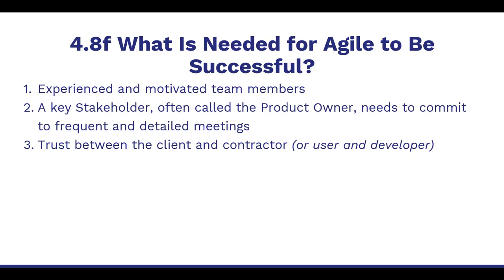What is needed for Agile to be successful? Experienced and motivated team members, that helps. A key stakeholder, often called a product owner, needs to commit to frequent and detailed meetings. You have to be able to have trust between the client and the contractor. Trust is also necessary as the client needs to prioritize work to get maximum value. Given time and resource constraints, the project team needs to commit to creating output during each iteration or sprint.